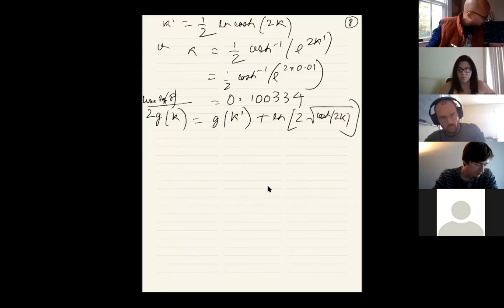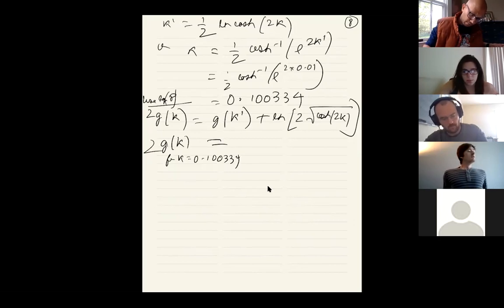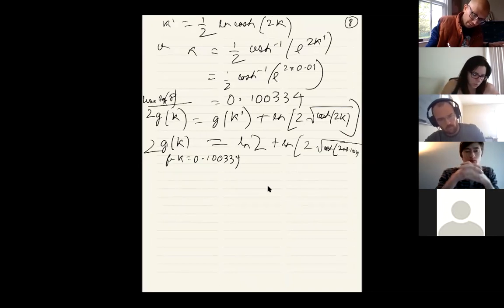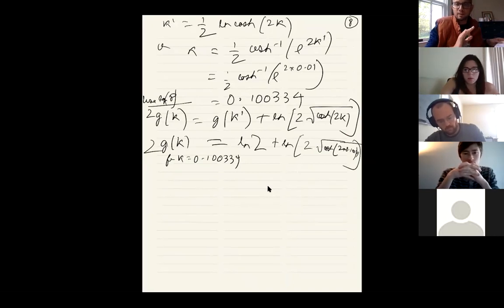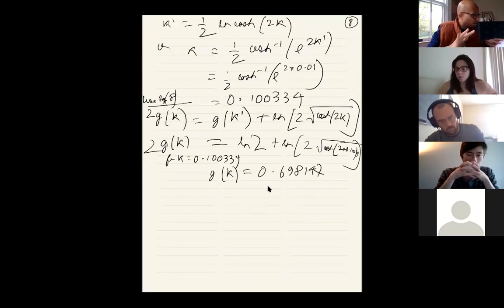So now we can use this and calculate g of K for K equal to 0.100334, right? Because we know that g of K prime, we just calculated it, is ln 2 plus ln of 2 times the square root of hyperbolic cos of 2 multiplied by 0.10034, whatever that is, right? It's just a number. That's the key thing here. There is no profound calculation here. It's just a number. So this gives us g of K is equal to 0.698147.